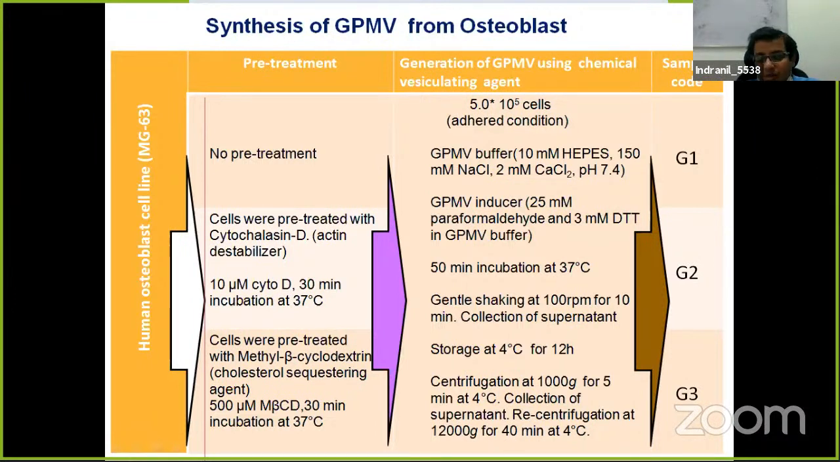This is a detailed protocol. I don't think anybody is interested in the protocol now. If you are, then please let me know at the end of this presentation. So there are 3 different kinds. What is the purpose? One is the GPMB which has a native membrane composition. The second is a GPMB where the actins are destabilized, and the third is a GPMB where cholesterols are sequestered. In this way, we generated 3 different kinds of GPMB from the osteoblast.